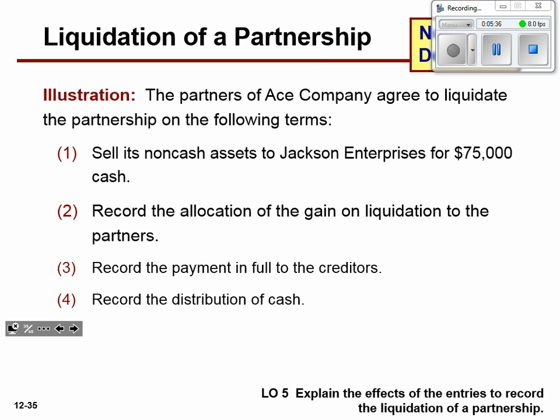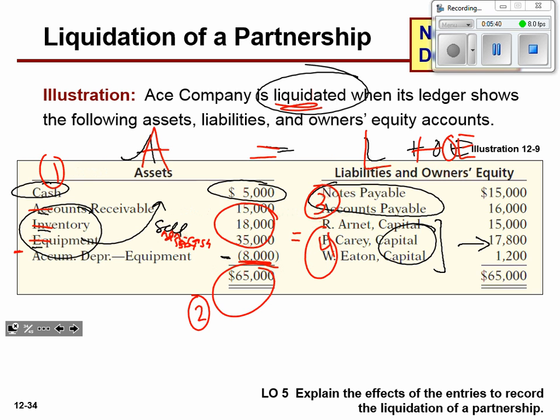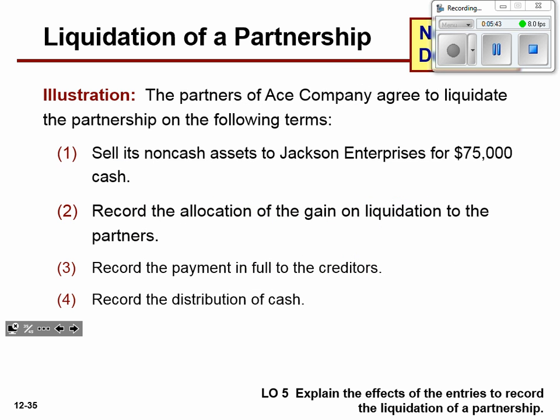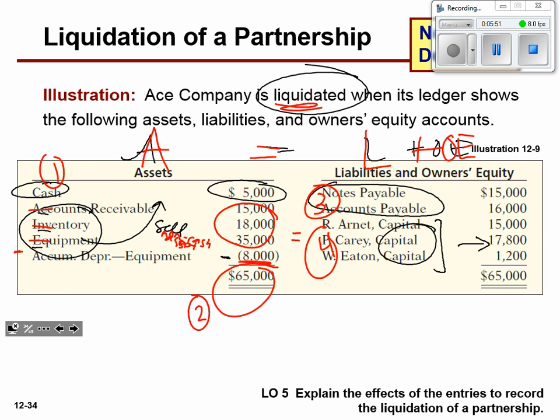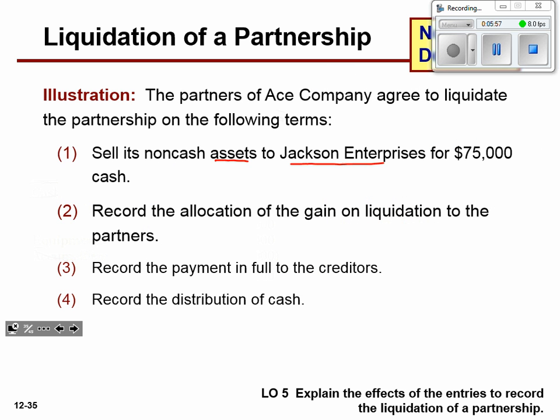All right, so here was, is this the same company? ACE, yes. The partners of ACE agree to liquidate the partnership in the following terms. They're going to sell all their non-cash assets to another company for $75,000. That to me doesn't look like $75,000, but whatever. They decide that's what they're going to do.